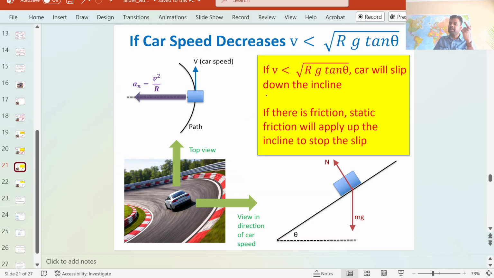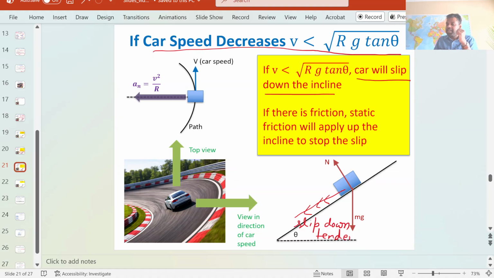Now, the other case, if the car speed decreases, the speed gets below square root rg tan theta, then the car will have the tendency to slip down the incline. So now the car wants to slip down like this. So slip down tendency. It is not slipping, it has the tendency. So if there is no friction, the car will slip down because you are not going fast enough, right?